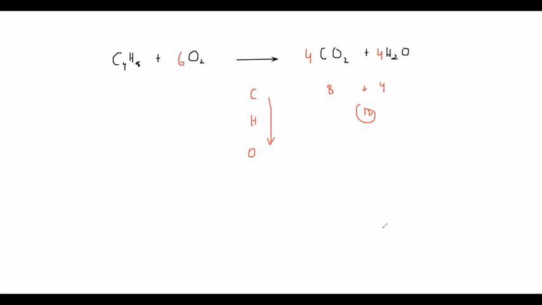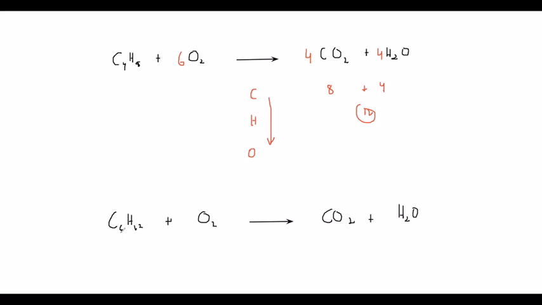So we start balancing with carbon, followed by hydrogen, and at the last oxygen. So if you want to balance another equation, say C6H12, and it reacted with oxygen, which is O2, the complete combustion results in the formation of carbon dioxide and water, H2O.